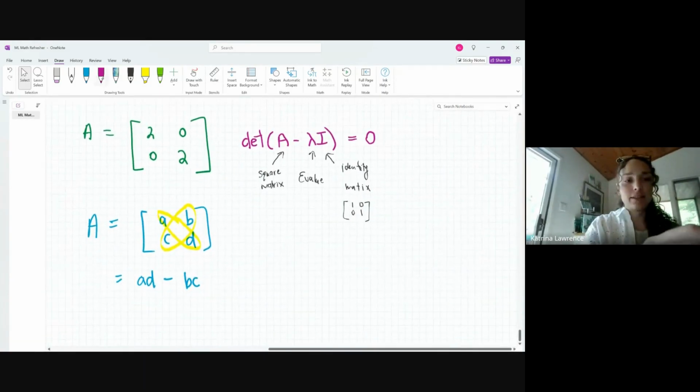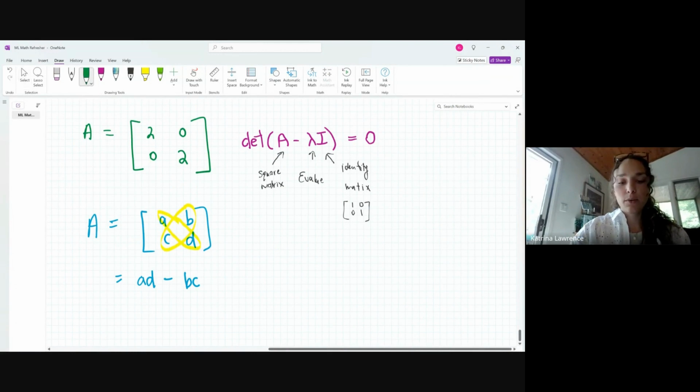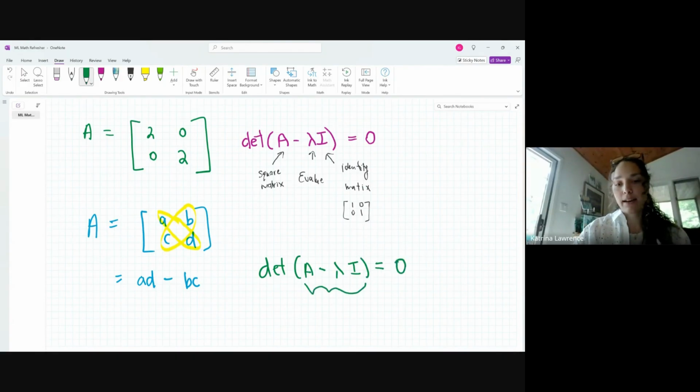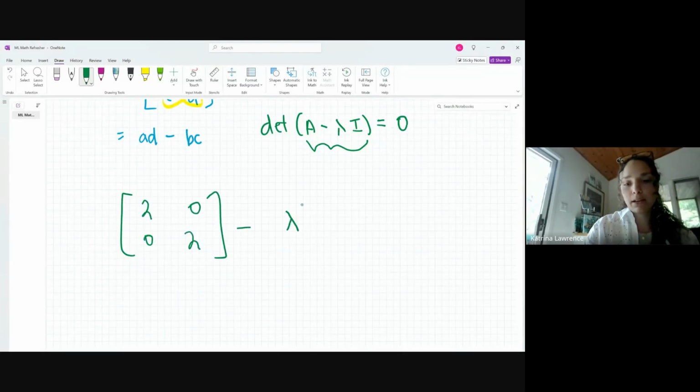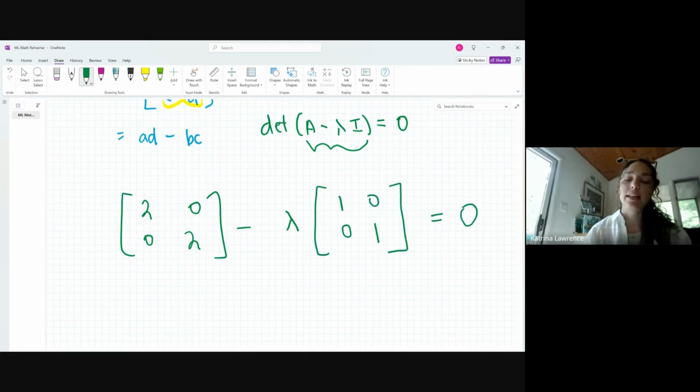So now that we have this equation here for our determinant, we can go ahead and solve the determinant for our matrix A. So we would write that det of A minus lambda I equals 0. So we first now have to find what is A minus lambda I. That is our next thing. We have our matrix A, which is 2, 0, 0, 2. And then we do minus lambda times I. And remember, our identity matrix looks like this, and we set that equal to 0.